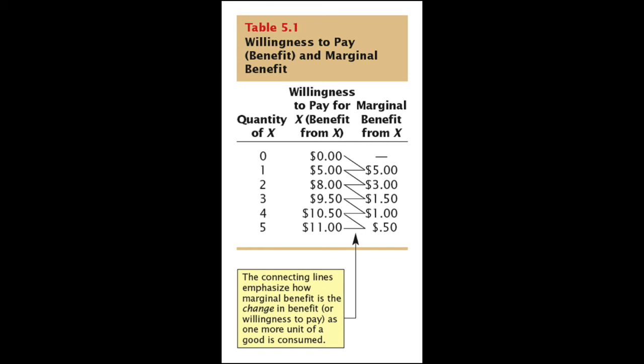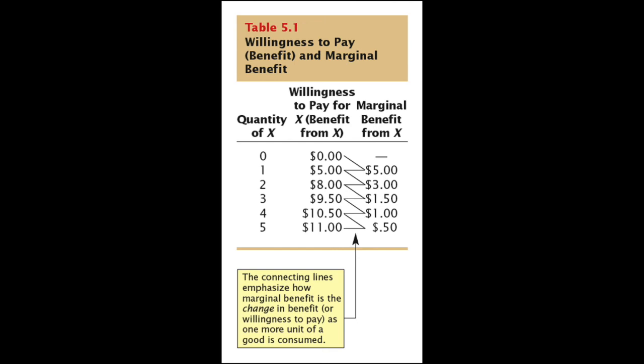From this table, the marginal benefit of consuming the third unit of X can be calculated by taking the difference of the willingness to pay for 2 units of X and 3 units of X. In this case, the marginal benefit of the third unit of X is $3. Observe that the marginal benefit of consuming one more unit of X diminishes as more of X is consumed.